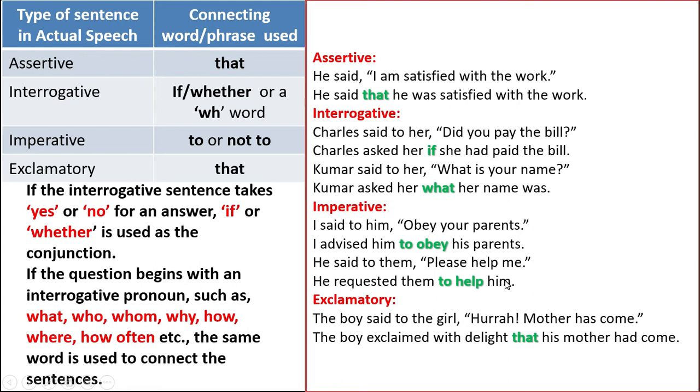Now, exclamatory sentences. With exclamatory sentences we use that, just like we use that with assertive sentences. The reason is that when we have an exclamatory sentence like "What a beautiful picture it is," it should first be changed into a declarative sentence. Then it becomes "That picture is very beautiful." Now, that is a declarative sentence, an assertive sentence. So we use that again.